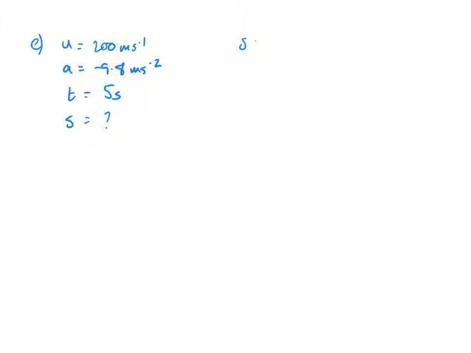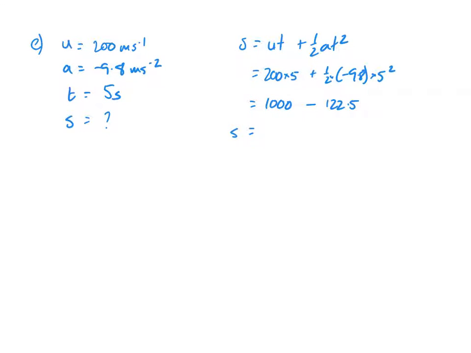So the equation which links those together is s equals ut plus a half at squared, and then plugging in the values, 200 times 5 plus a half times minus 9.8 times 5 squared, and then doing your arithmetic, you get 1000 minus 122.5, and rounding to the proper number of significant figures, i.e. 3 is our general rule of thumb. We get that the displacement after 5 seconds is 878 meters, or the height of the projectile after 5 seconds is 878 meters.